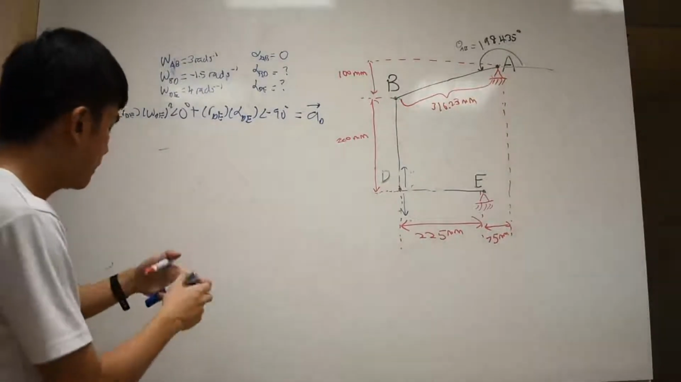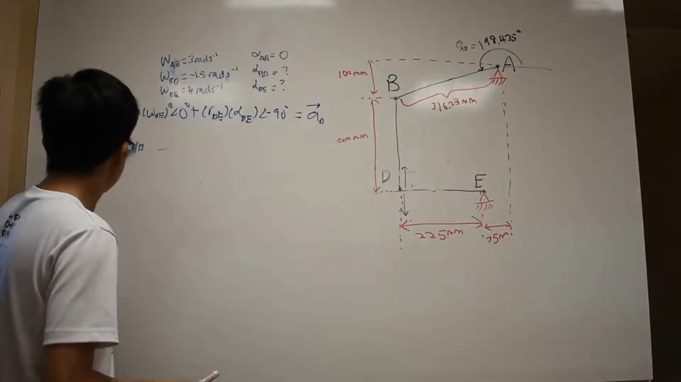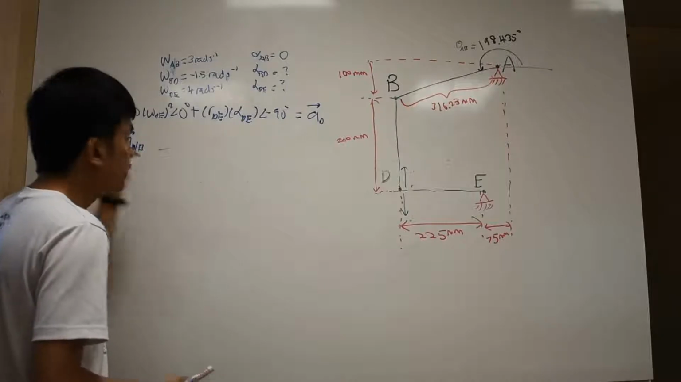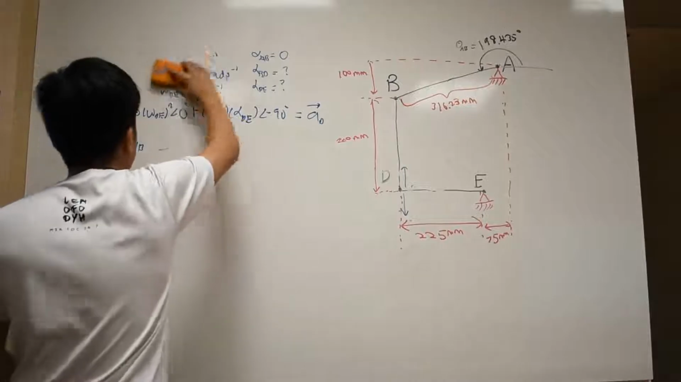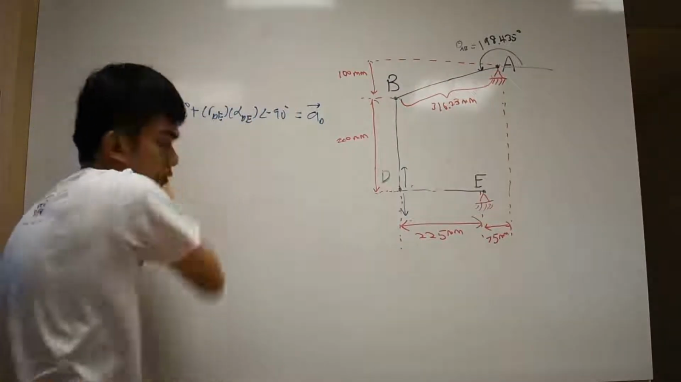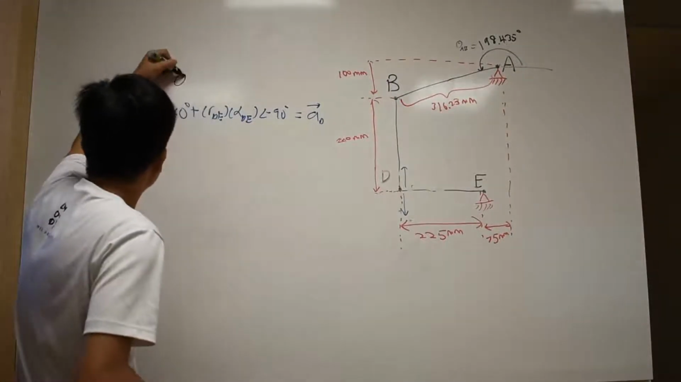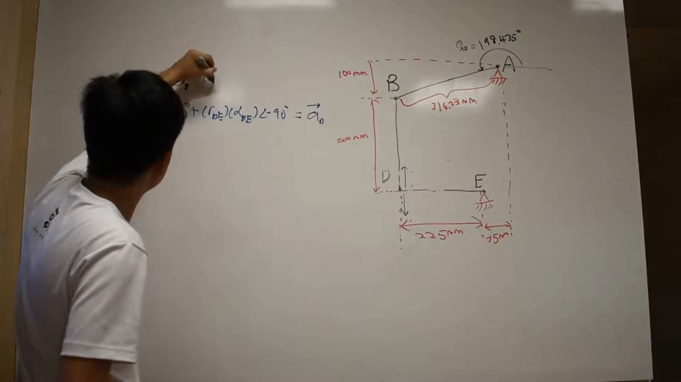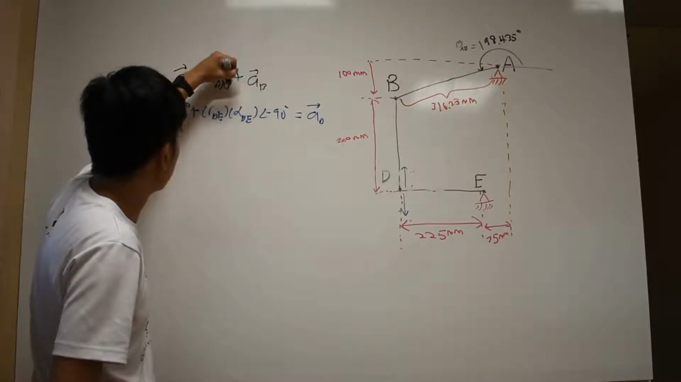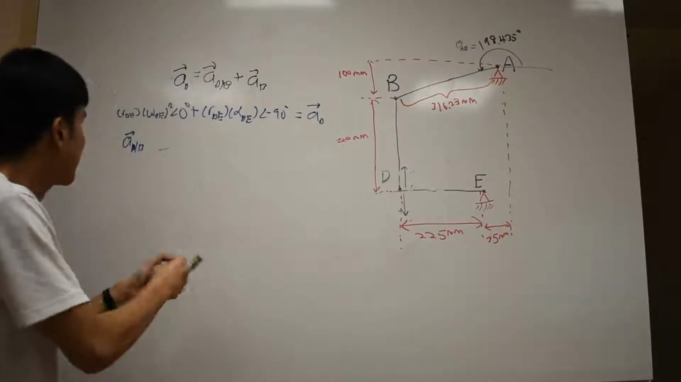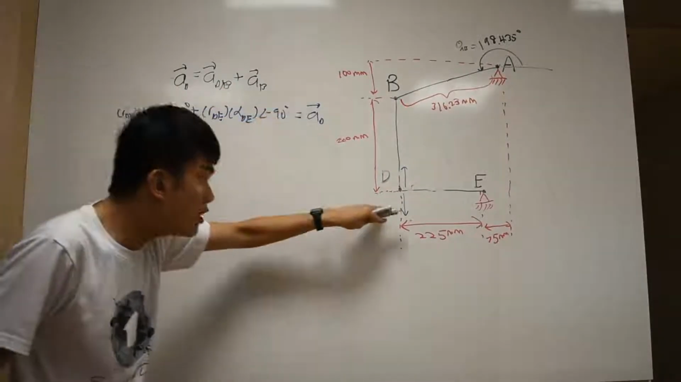So now I want to find AD based on B, because of the initial equation we set up before. Let's just write this here. Just ignore this whole thing. The initial equation that we are always concerned about is this: acceleration of D is equal to acceleration of D with respect to B plus acceleration of B. Right? So this is acceleration of D. Now we want to find acceleration of D with respect to B.